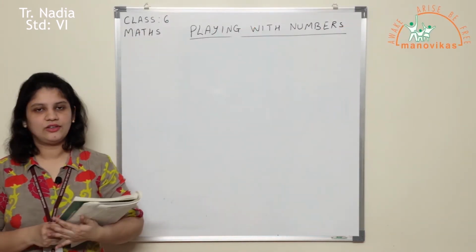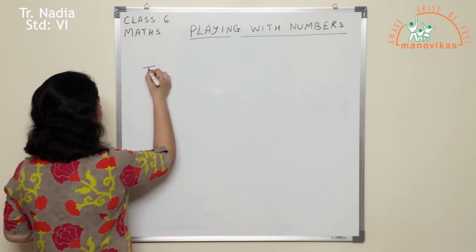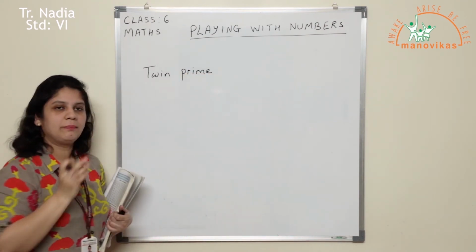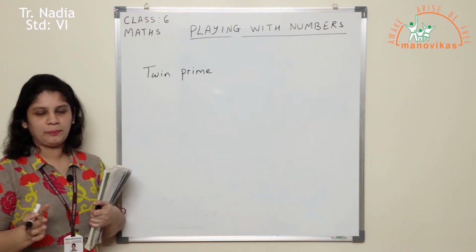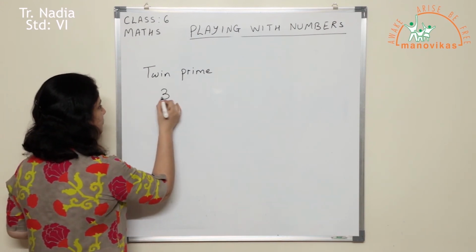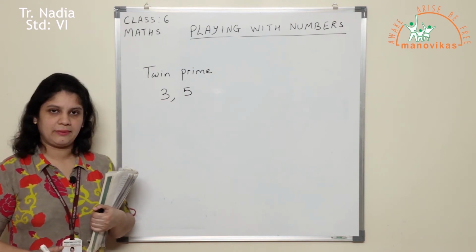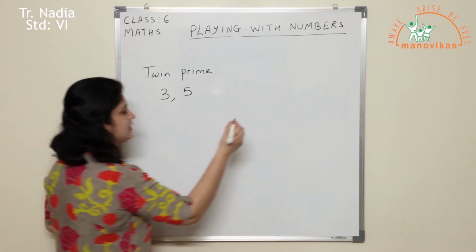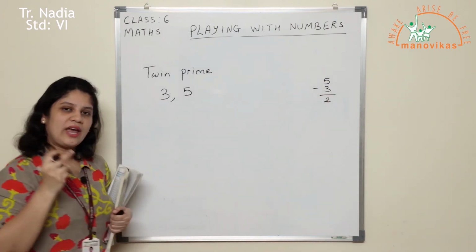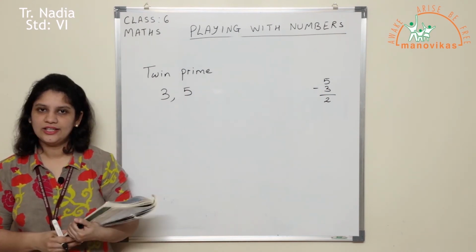Another important thing that you all need to know over here is what is the meaning of twin prime. Okay, what are twin prime numbers? Twin prime numbers are any 2 prime numbers, the difference between which is 2. For example, if I take the 2 prime numbers 3 and 5, we know that 3 is a prime number, we know that 5 is also a prime number. Now, if I subtract these 2 prime numbers, the difference comes to 2. So, any 2 prime numbers, the difference between which is 2, are called twin primes.